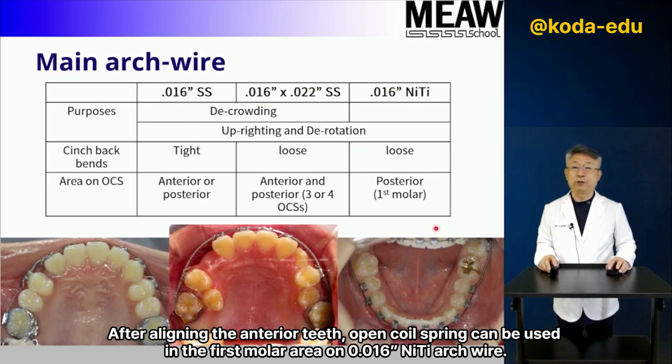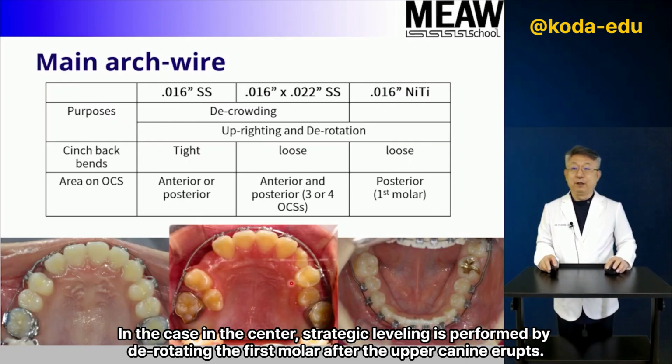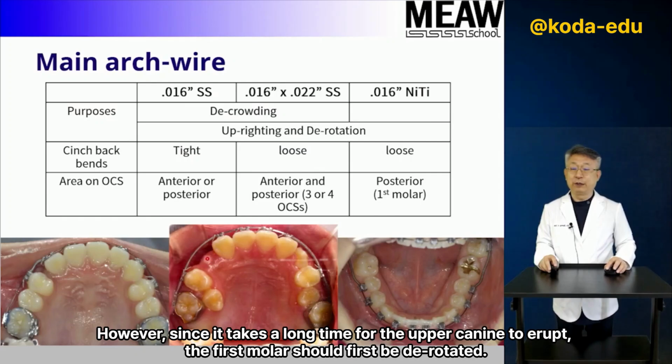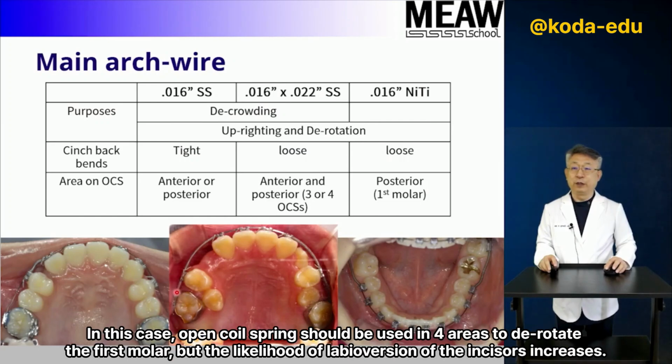wire. In the case in the center, strategic leveling is performed by derotating the first molar after the upper canine erupts. However, since it takes a long time for the upper canine to erupt, the first molar should first be derotated. In this case, open coil spring should be used in 4 areas to derotate the first molar, but the likelihood of labioversion of the incisors increases.